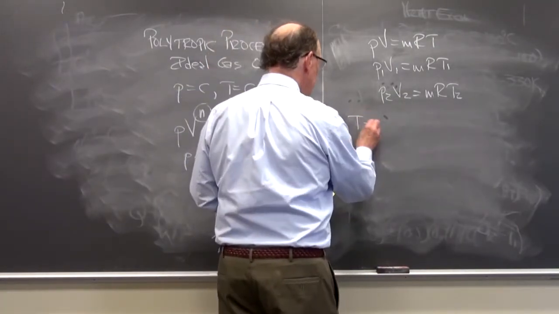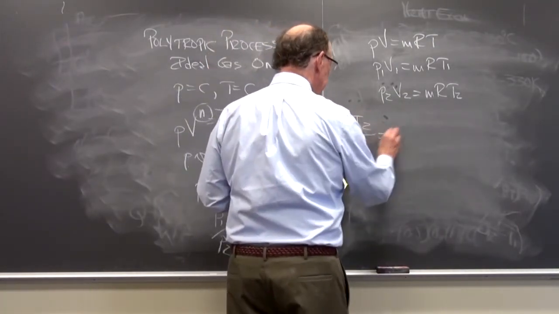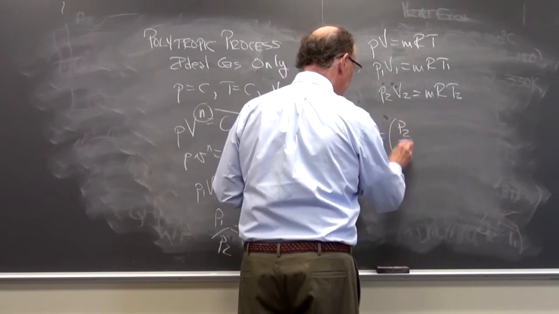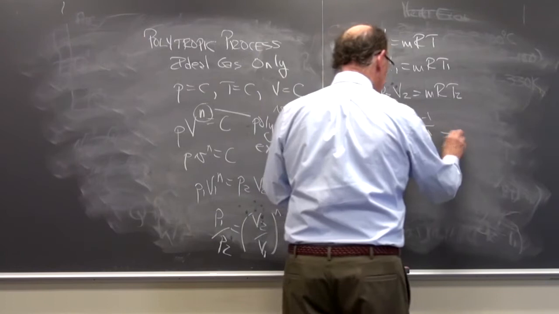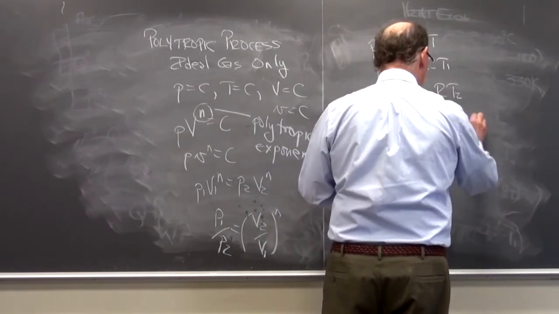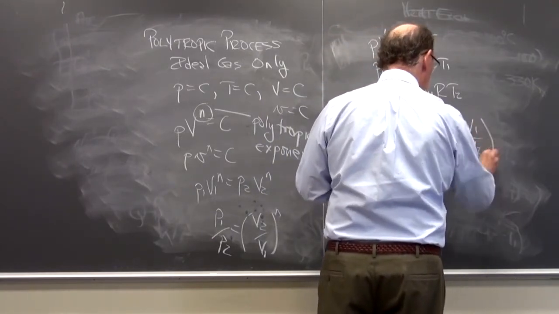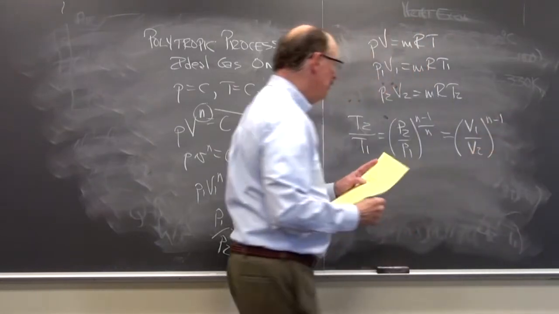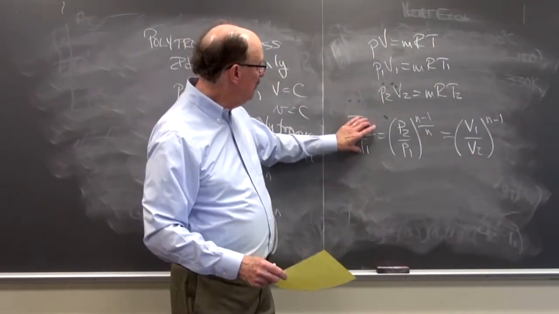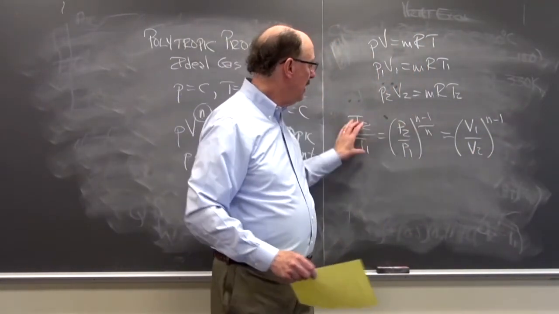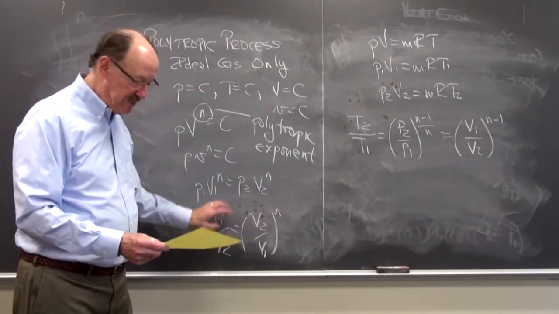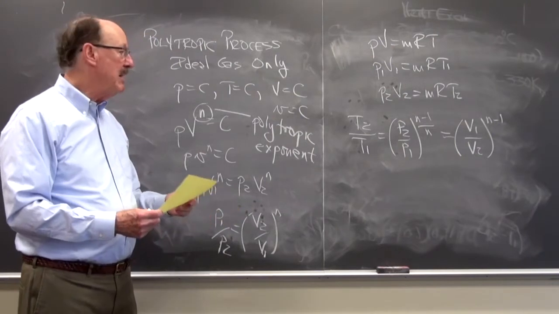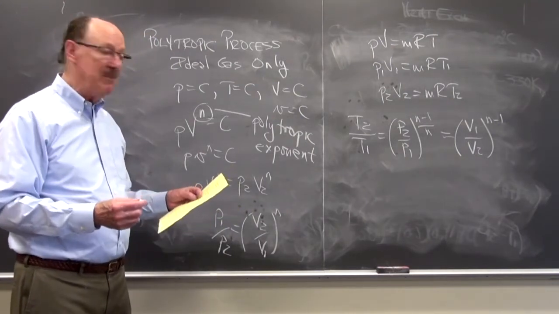So we have that T2 over T1 is equal to P2 over P1 to the n minus 1 over n, and this is equal to V1 over V2 to the n minus 1. So I have a relationship between temperature and pressure, and temperature and specific volume. I have the relationship between pressure and specific volume here. And now let's evaluate and see what the work would be for this process.